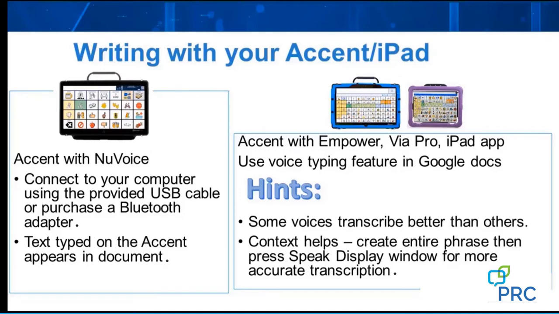Now, if you're using an Accent with Empower or a VIA Pro or the iPad app, you can use voice typing, which is a feature in Google Docs. There are some hints for that. Some voices do transcribe better than others, so you may need to play around with your voice settings. Also know that context helps. Create your phrase first, then press Speak Display to have it transcribed more accurately. Let's take a look at what that looks like.